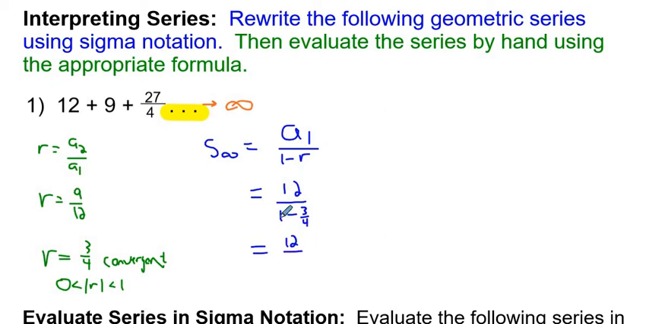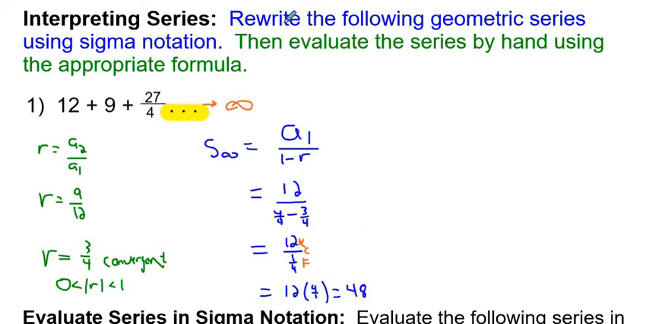So on the bottom, you'd want to change the 1 to 4 over 4, and so you would get 1/4, and then you would use keep, change, flip, otherwise known as reciprocate your denominator and multiply it times your numerator. And so this will come out to 48.